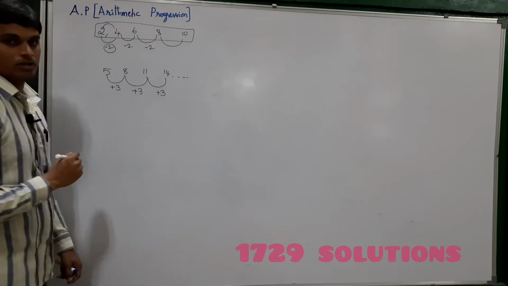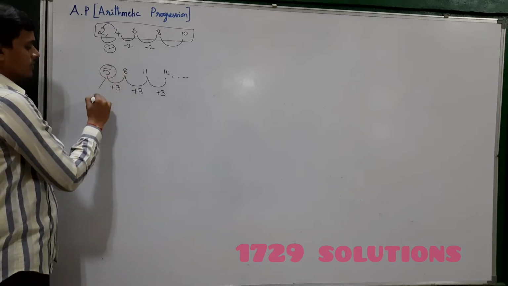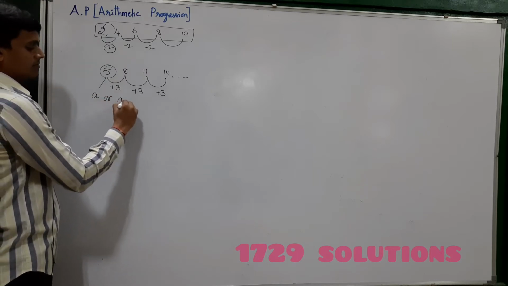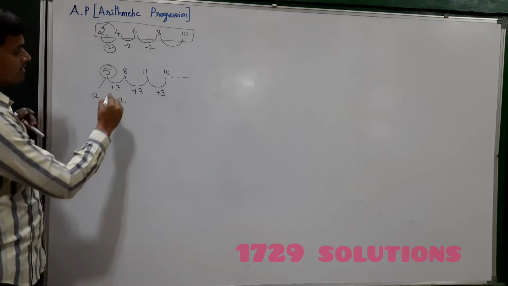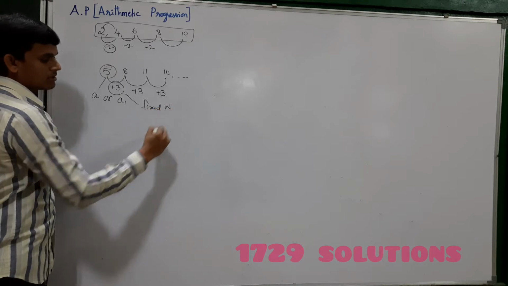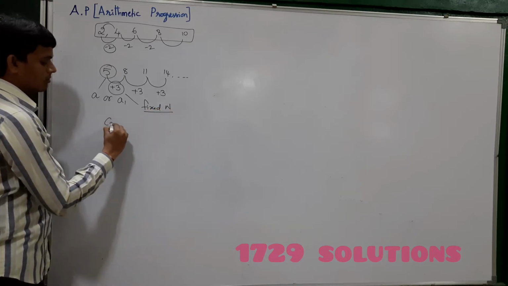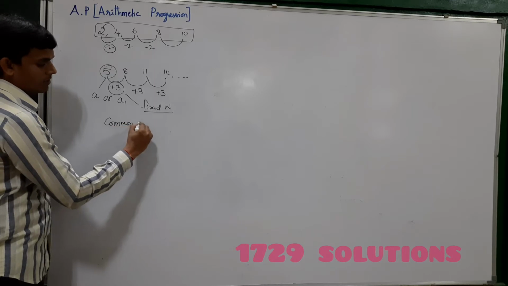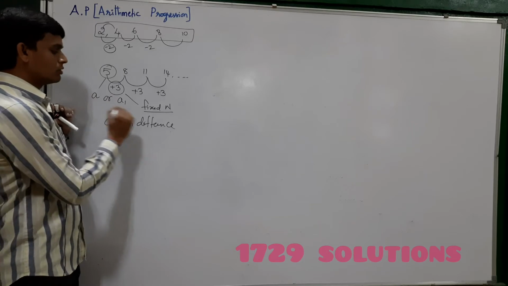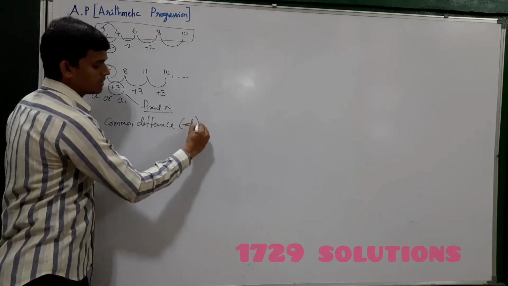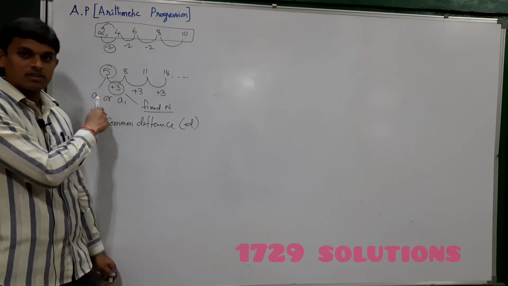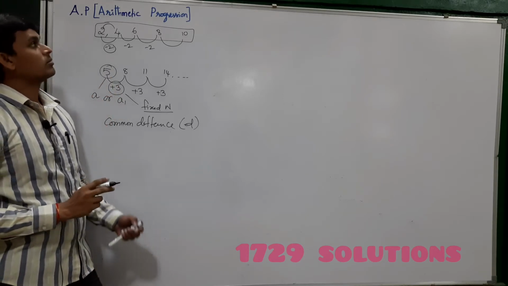In this arithmetic progression, the first number is called the first term. It can be denoted by A or A1. Then whatever number you added, this is a fixed number. This fixed number is called the common difference. Clear? These are the two important terms. The common difference is denoted by D. These two terms are very important, the first term and the common difference. Clear about the arithmetic progression?